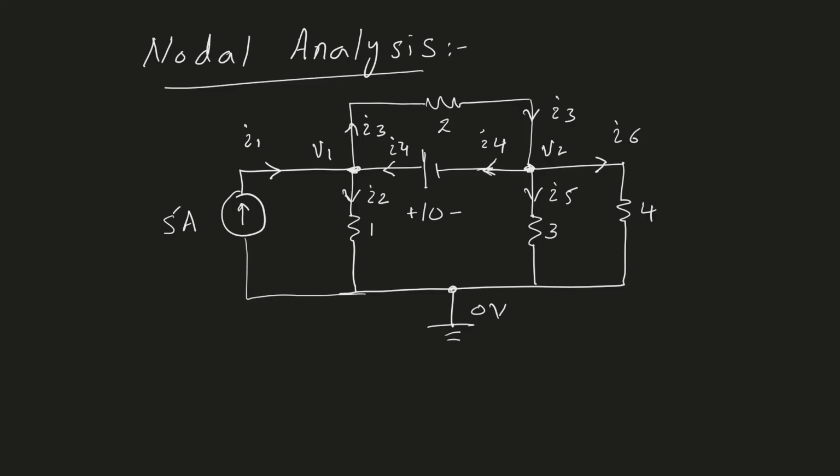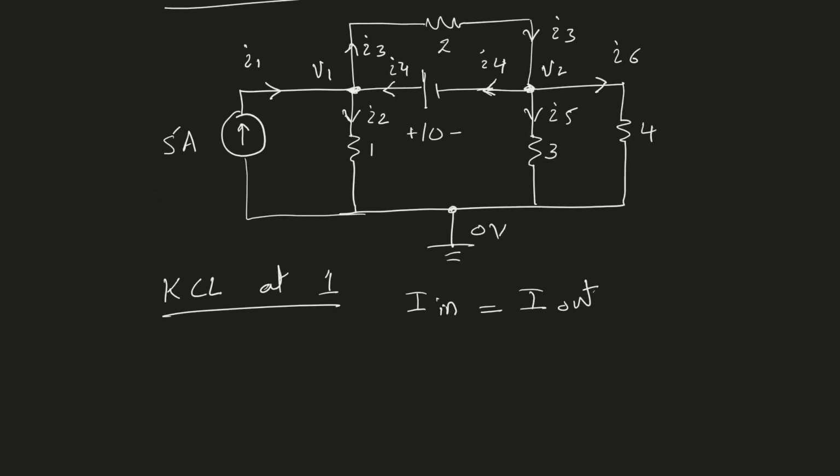The next step is to apply KCL at each node. So KCL at node 1. It says that the current in must be equal to the current out. So the current flowing into the node must be equal to the current flowing out of the node. As such, I can write the equation that I1, which is current entering node 1, plus I4 must be equal to I2 plus I3. I1 and I4 are entering the node, so that's why I put them on the left-hand side of the equation, and I2 and I3 are leaving the node.